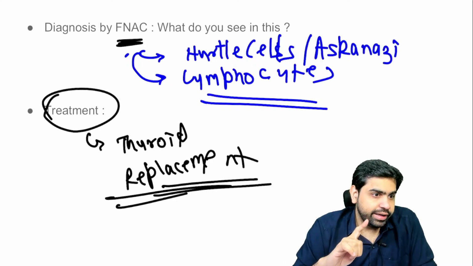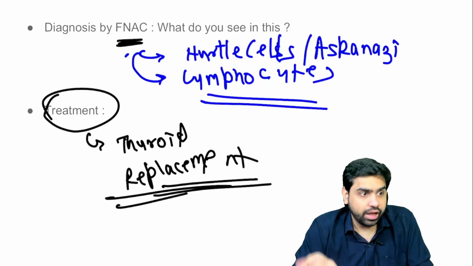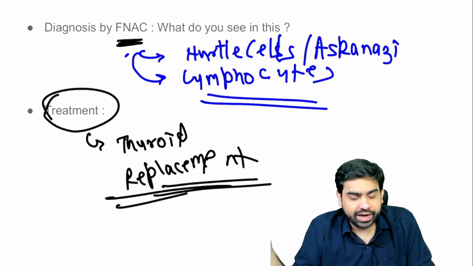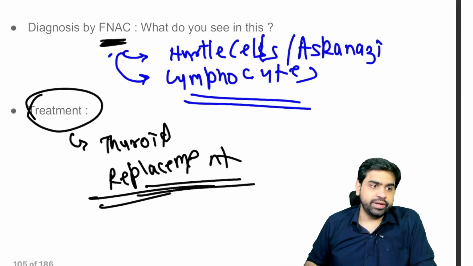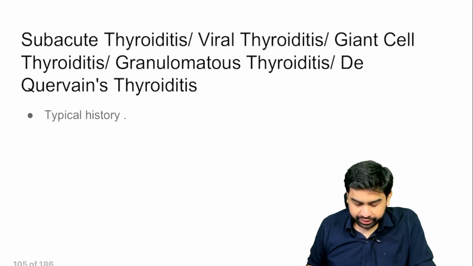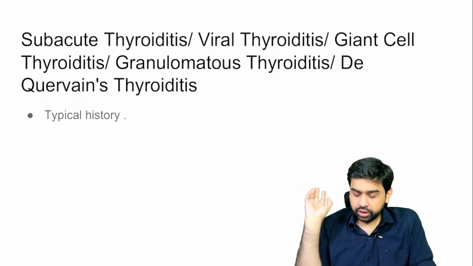Now, sir, any antibodies in Graves' disease? I told you, like LATS, right? Long-acting thyroid-stimulating antibodies. It's not any other name. So LATS is basically the thing, long-acting thyroid-stimulating antibody.